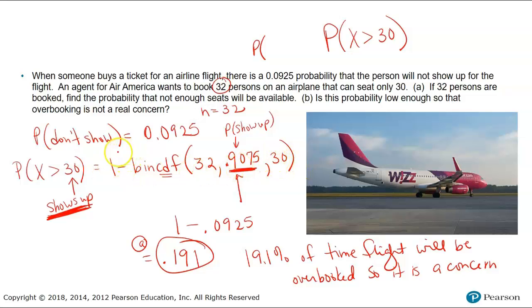Okay, so when I put all this in my calculator here, I get this as my answer. So about 19.1% of the time, the flight's going to be overbooked. So it would be a concern. I mean, almost 20% of the time, there would be a concern and have to be dealing with overbooking. I think this is one of the harder problems that you may have, just because you have to be careful about the probabilities matching up there.